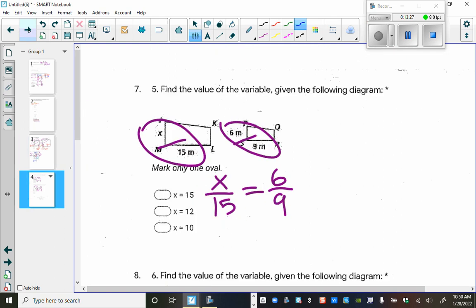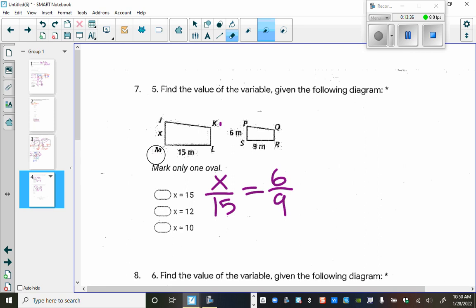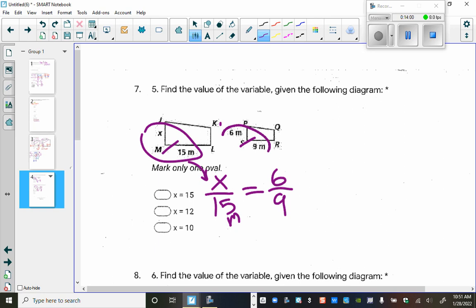And then the last page is the same idea. Now this one we got away with it because here, the 2 shapes have the same position, like the orientation, the position is the same. That's why we could get away with setting up a problem like this. Your first proportion, x over 15 meters. Boom, there you go. And then your second one, 6 over 9. 6 meters, 9 meters. Boom, there you go.